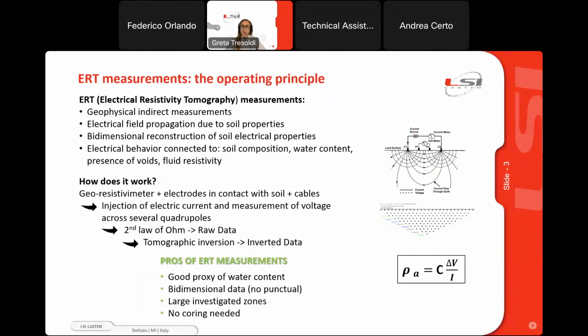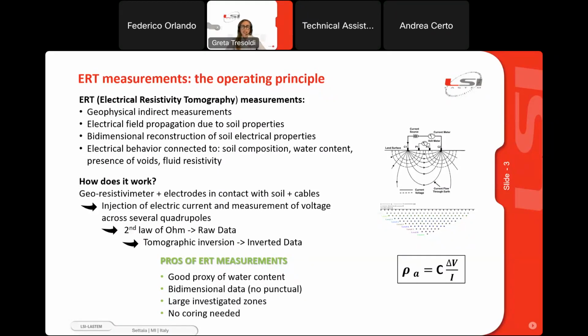So how does it work? What is the operating principle of electrical resistivity tomography measurements? First of all, as previously said, these measurements are geophysical indirect measurements based on the electrical field propagation that is different based on different soil properties. Thanks to this injection of current and measuring of voltage, it is possible to reconstruct a bidimensional picture of the soil electrical properties. The main electrical property of the soil is the resistivity.